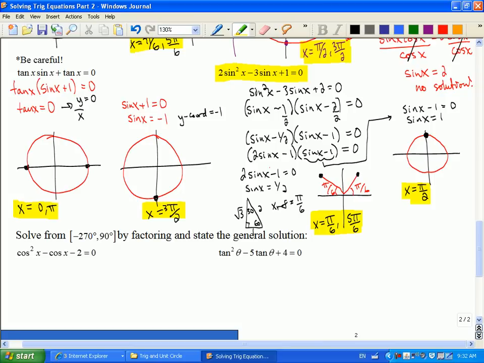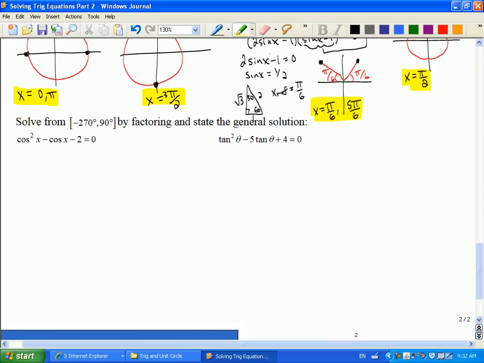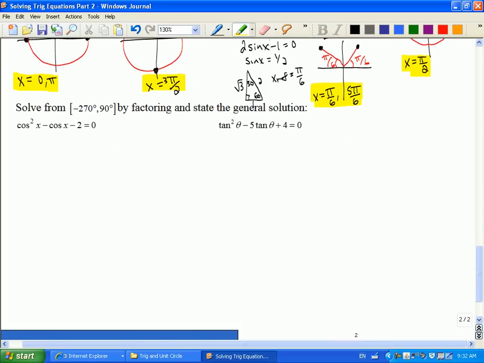So the only thing we haven't talked about is the general solution. It works very similar to last day. It's just that now you have more answers. And why don't we change the interval on you? So this time we're going from negative 270 to 90, and you can answer in degrees. Okay.